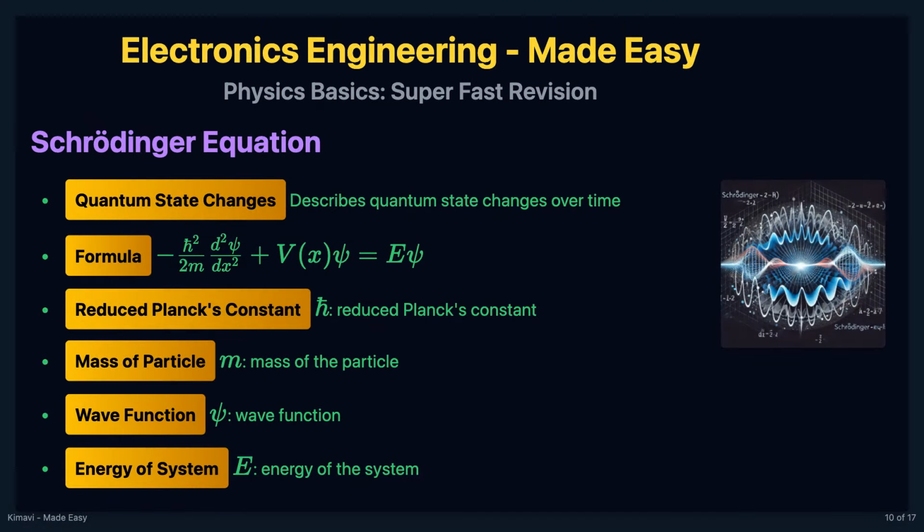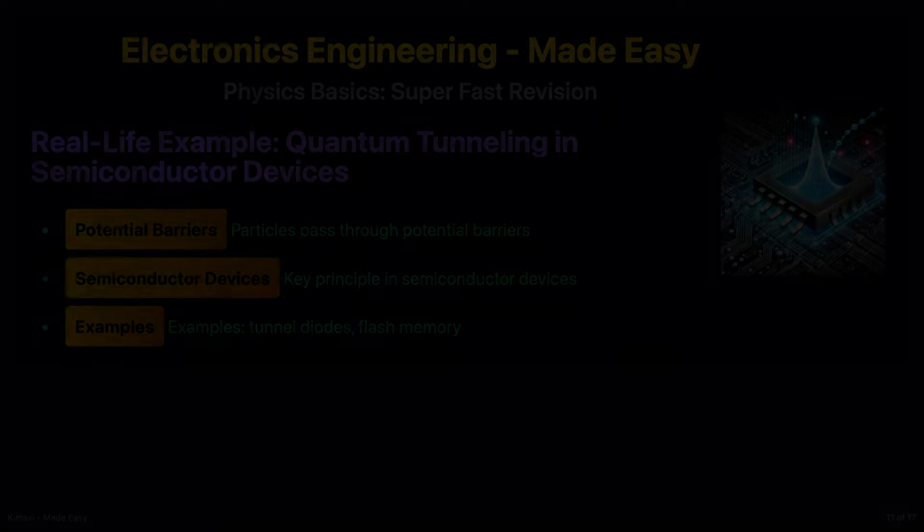The Schrodinger equation describes how the quantum state of a physical system changes over time. For a particle in a potential V of x, the time-independent Schrodinger equation is given by negative h bar squared over 2m times the second derivative of psi with respect to x, plus V of x times psi equals E psi, where h bar is the reduced Planck's constant, m is the mass of the particle, psi is the wave function, and E is the energy of the system.